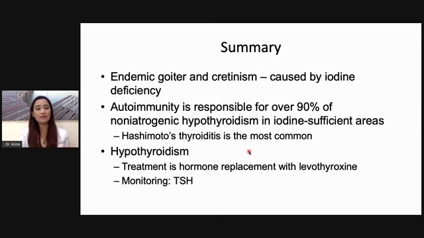In hypothyroidism, you can have endemic goiter and cretinism caused by iodine deficiency. But in iodine-sufficient areas, it could be autoimmunity. Usually, Hashimoto's is the most common cause of autoimmune thyroiditis. The next most common will be iatrogenic hypothyroidism after an RAI or after a thyroidectomy. And hypothyroidism is treated with hormone replacement with levothyroxine, and we monitor using TSH.